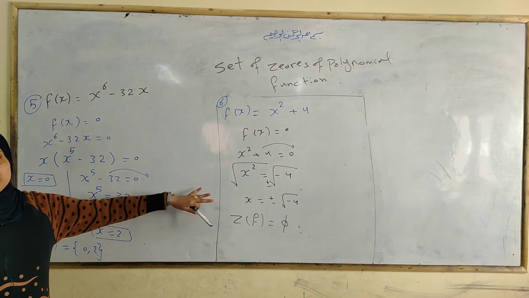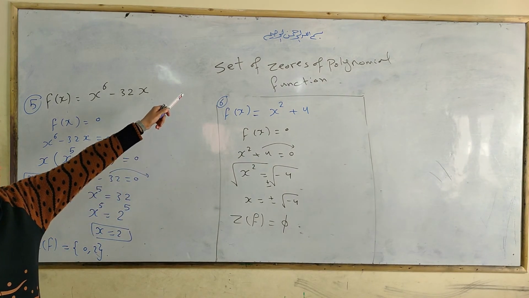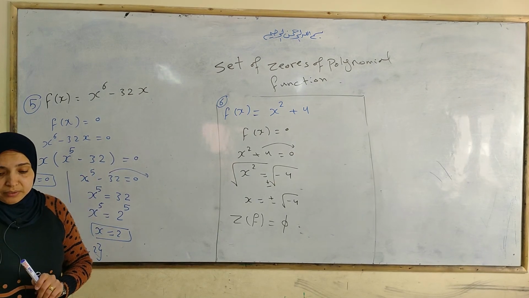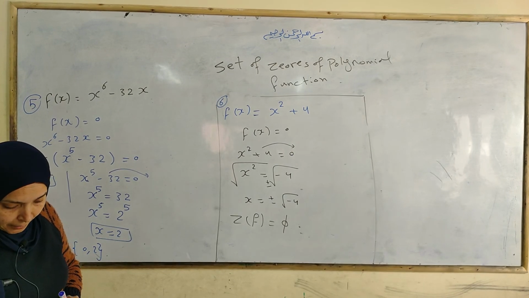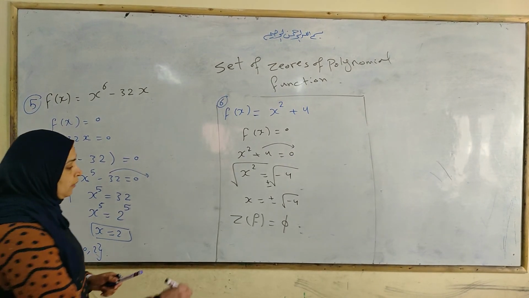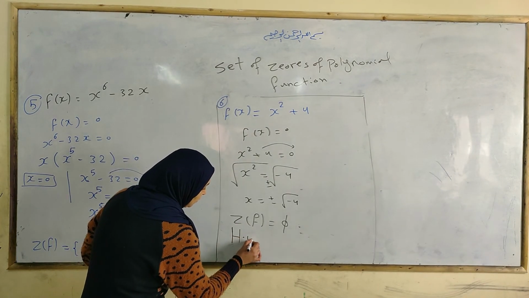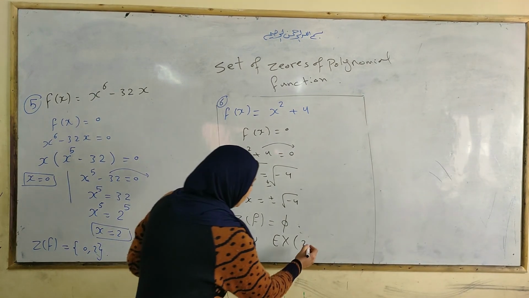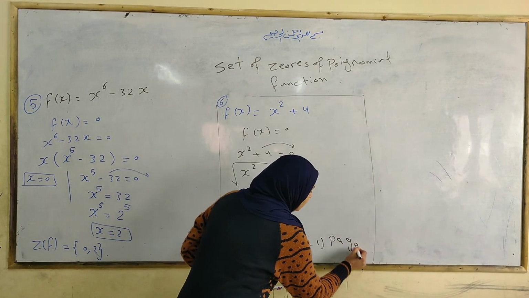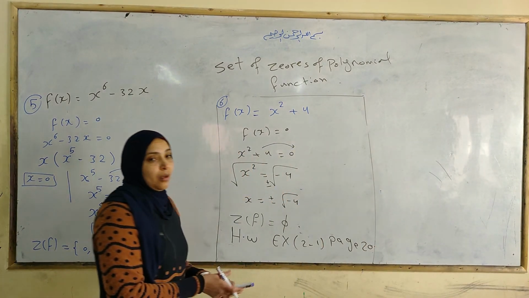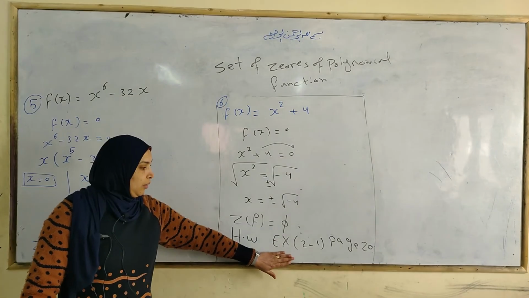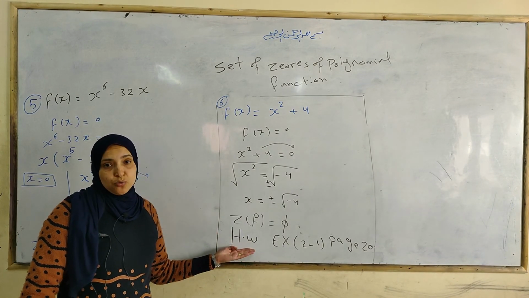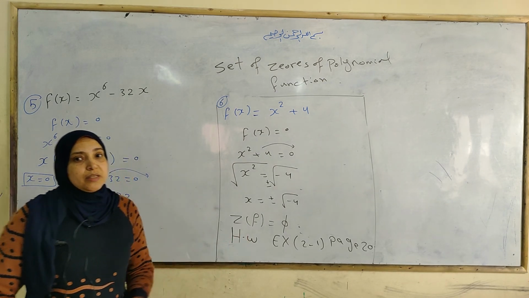Now we finish the explanation of this lesson, the set of zeros of a polynomial function. We can solve the exercise on page 20. Homework, exercise 2.1, page 20. We will put the solution of this exercise after you try to solve this homework. With my best wishes.